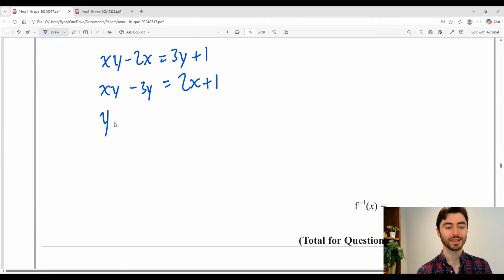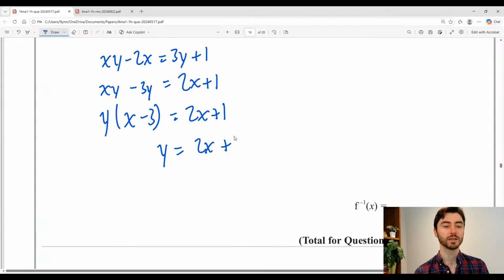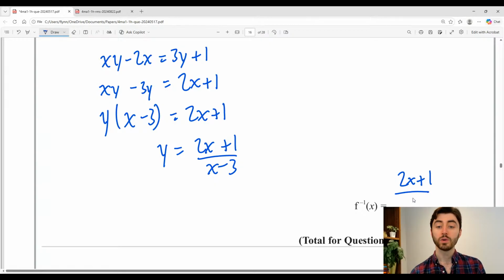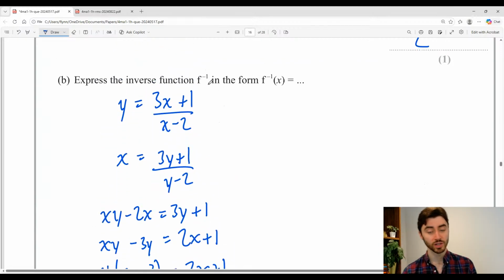So then we factorize out the y and say y into (x minus 3) is equal to 2x plus 1. And then you divide both sides by the x minus 3, and that is your answer. I will point out two things. One, I've seen very difficult inverse functions on iGCSE papers where you have to find the inverse of a quadratic function. In order to do that, you have to complete the square on the quadratic and rearrange it to make x the subject.